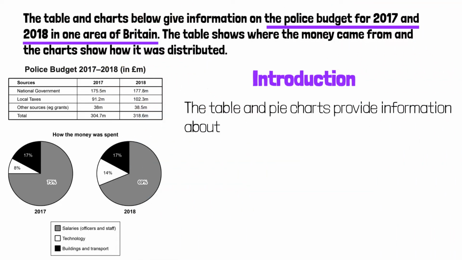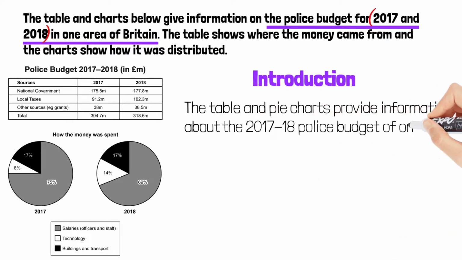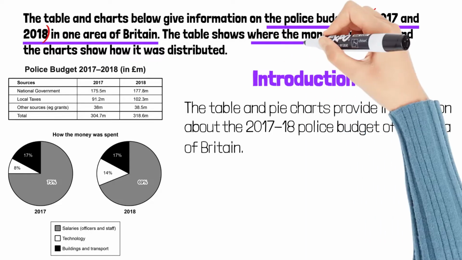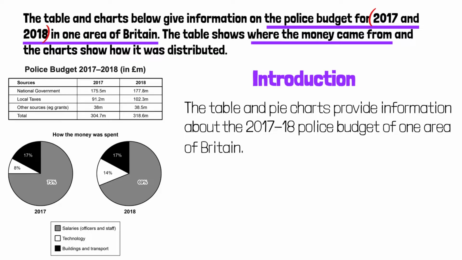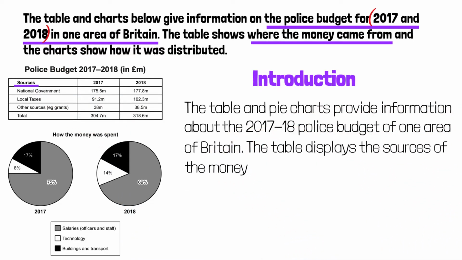In terms of this part, there's no way we can change the individual words, but we can rearrange the elements in this phrase. We can move the years to the beginning, the 2017 to 18 police budget of one area of Britain. This is a good paraphrase because it uses different grammar in the noun phrase even though the vocabulary is basically the same. In terms of where the money came from, we can instead use source. The table displays the sources of the money.